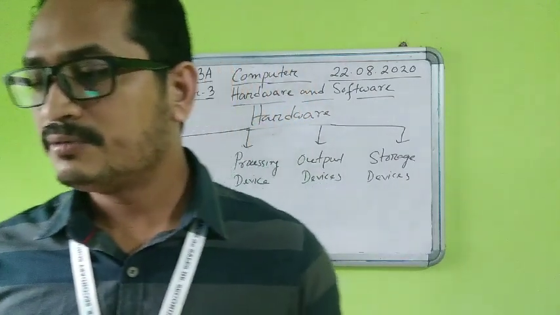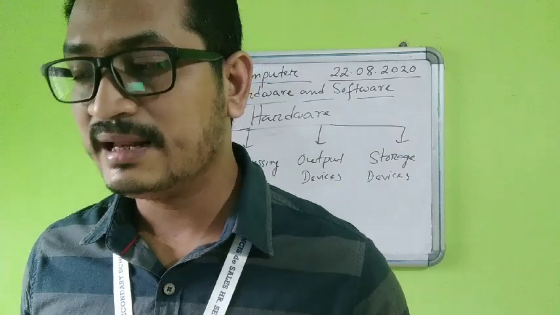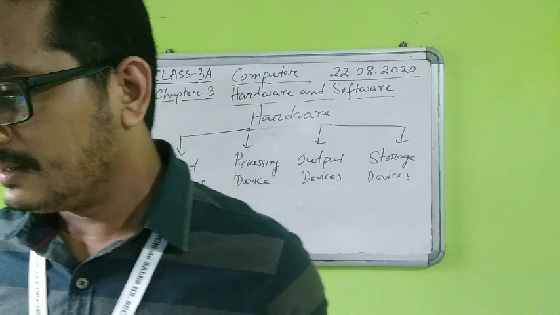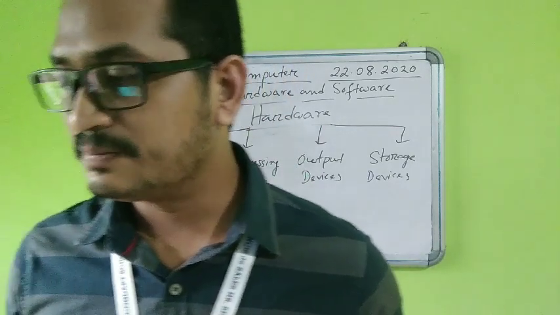Monitor. Of course, monitor you can touch, isn't it? And in the monitor, what do we get? The computer displays the result of processing on a TV-like display screen called monitor. It almost looks like a TV, isn't it? The monitor is also known as VDU, and that is called Visual Display Unit.